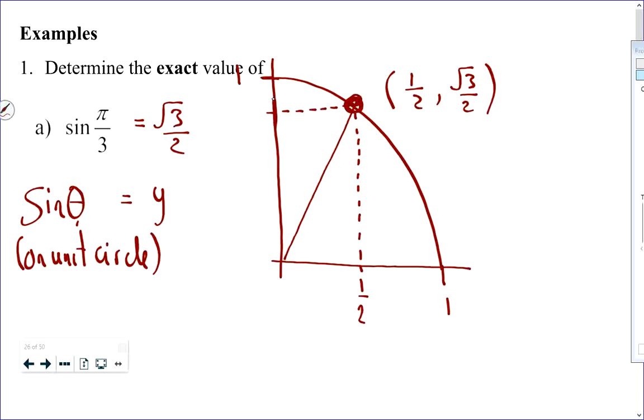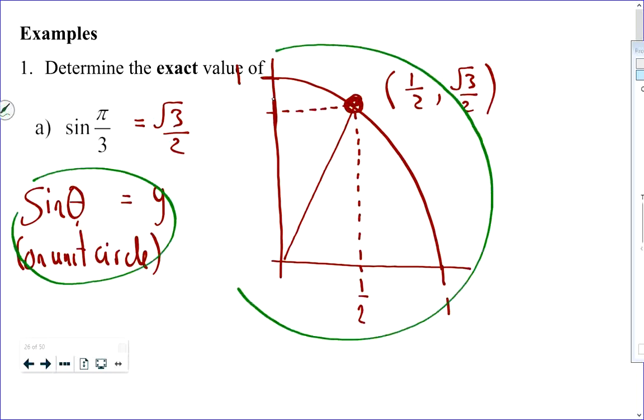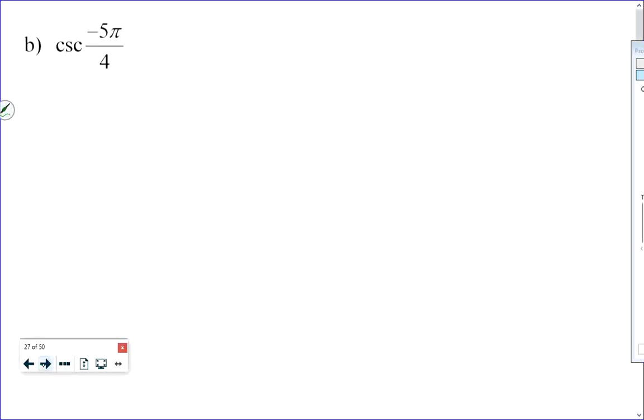So I'll be honest with you here. All of this is not necessary. You want to graduate to the level where you just go sine of pi over 3. Let's see, pi over 3 is up here. I'm showing an arm position here, Ian. Pi over 3 is up here. Oh, the y coordinate is root 3 over 2. So sine of pi over 3 is root 3 over 2. That's it. What about cosecant of negative 5 pi over 4?